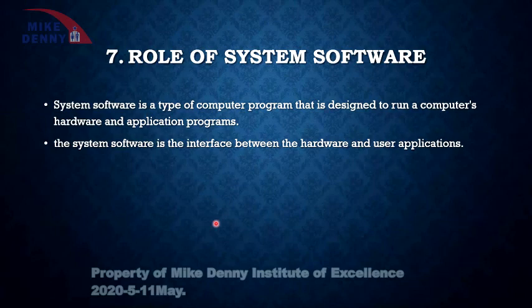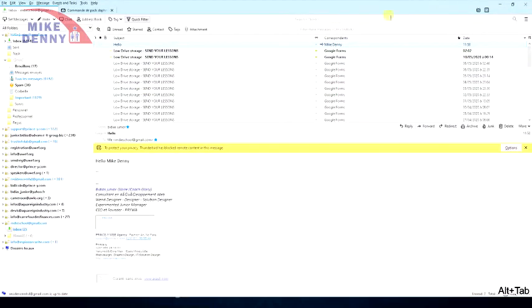So there is this particular application that we call the system software. So what is a system software? The system software is a type of computer program that is designed to run a computer's hardware and application programs. The system software is the interface between the hardware and user application. To give you a very good overview of what the system software is, let's move on to this one.